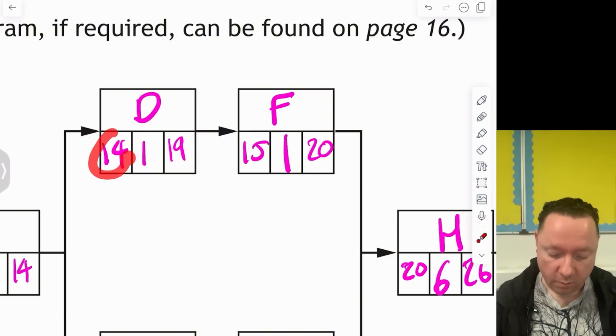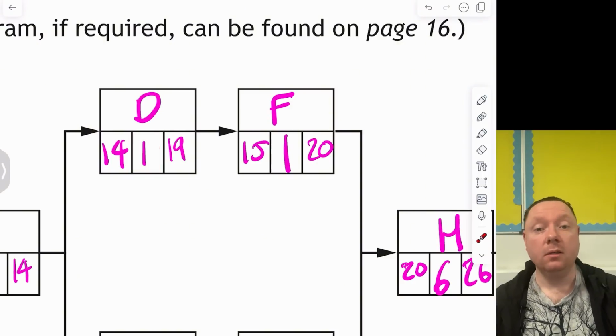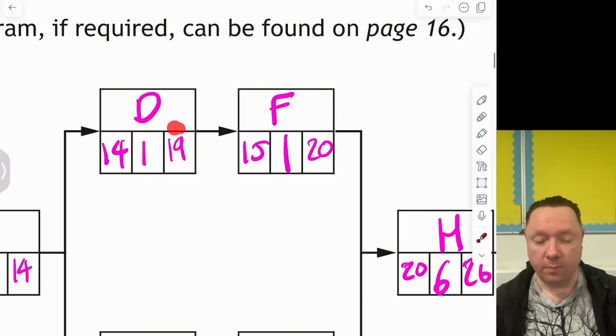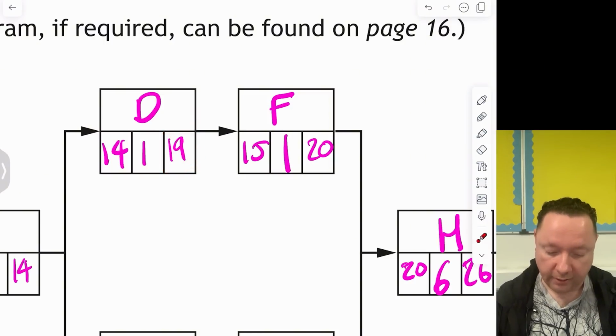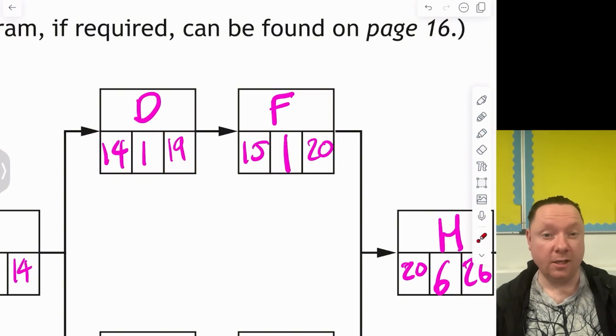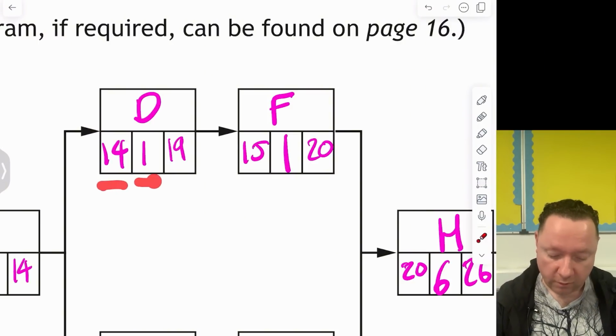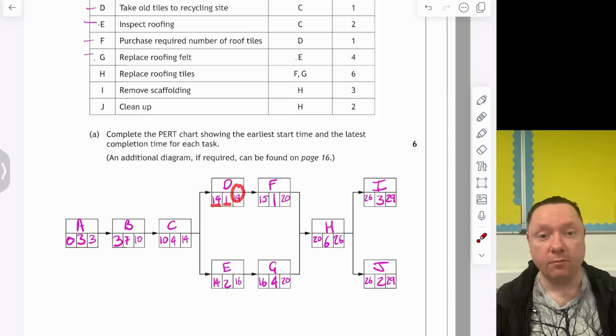So what is float time? Well, this one starts on hour 14. It can only take an hour, but you could take longer if you need to because you've got all the way up to hour 19. But for the purposes of a Gantt chart, for float time, you'll just start at 14 and do a box for 1 hour. Usually do some extra boxes that you don't shade in for float time.